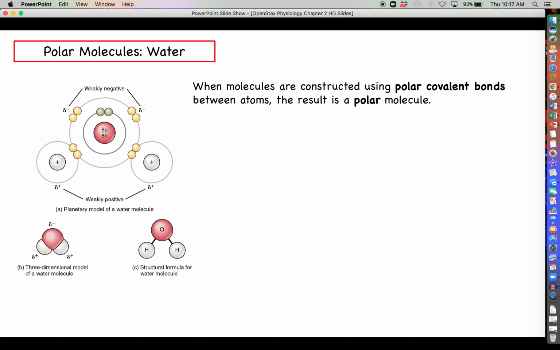Water is H2O. It's got 2 atoms of hydrogen and 1 atom of oxygen. So each hydrogen forms 1 covalent bond with the oxygen. So water is a molecule that has a total of 2 covalent bonds.